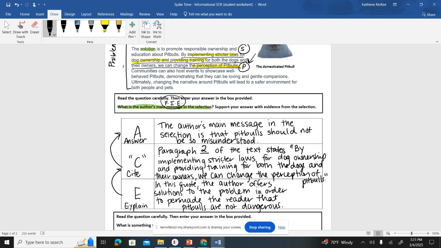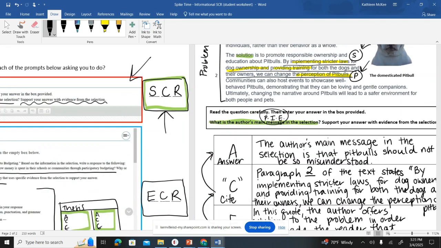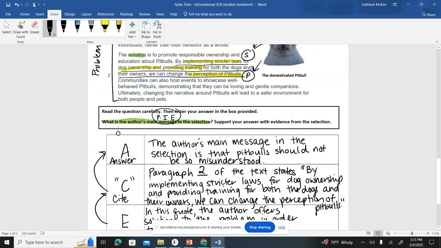I know this is a lot of work. Spike time teachers, and teachers in other content areas, this is a really good thing that you could be doing in your classes, if you want to help us out too: teaching kids to answer, cite, and explain when they're reading something out of a text. Even if you don't want them to write it, they could just respond with it. We're really just trying to get our students to restate the prompt in a complete sentence and then be able to back up their answer with evidence from the text. That is the ultimate goal.